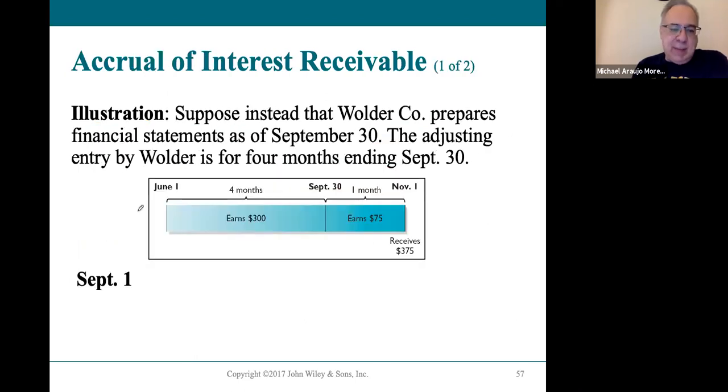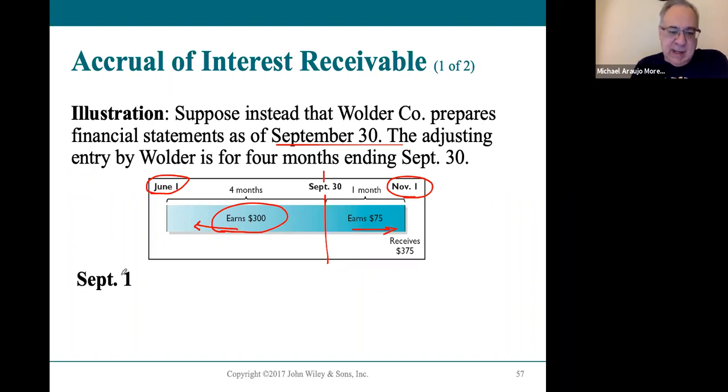This says what happens if it's a partial year. In other words, if Wolder has to close their books on September the 30th, and this isn't paid in full until November the 1st. The loan was made in this fiscal year, but it's not going to be collected until the next fiscal year. So of that $375 of interest, $300 of interest really was earned in this fiscal year. The other $75 was earned in the next fiscal year.